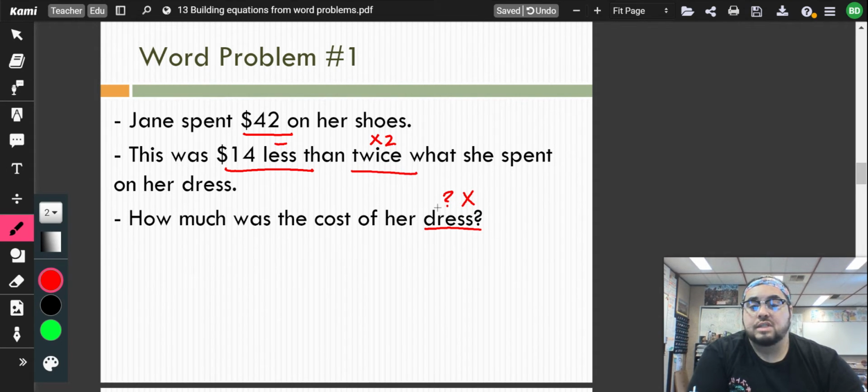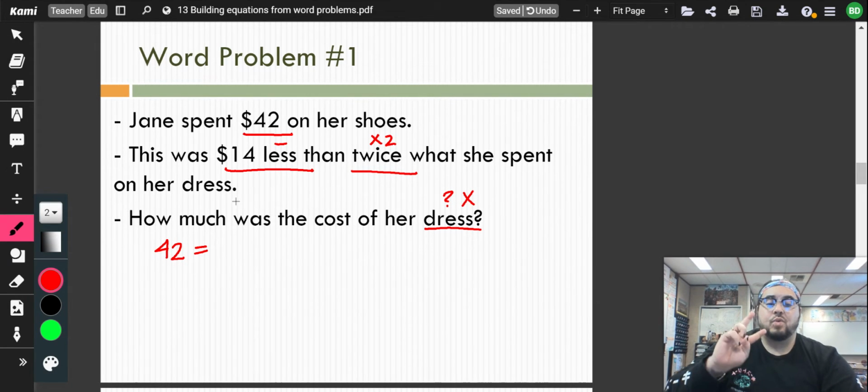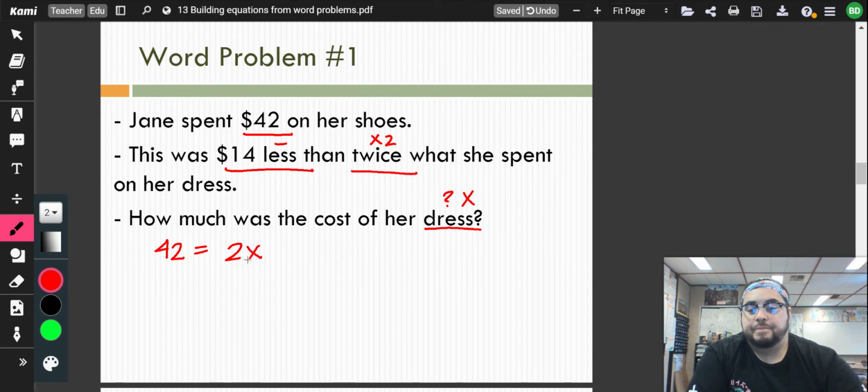Okay? So to solve this problem, we need to generate an equation from this information. So we know that $42 is a definite value, and that is the same as, that's a coded way for saying equals, $14 less than twice what she spent on her dress. Now, this is where we got to kind of think backwards, right? So we're going to look at the dress part first. The dress is x. That's what we don't know. And this is saying it was 14 less than twice that. So if the dress is x, twice that would be 2x. And $14 less would be subtracting $14 from that amount.